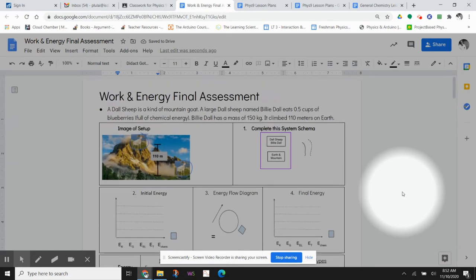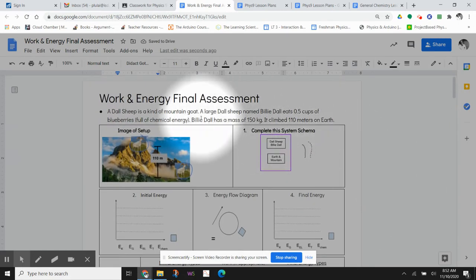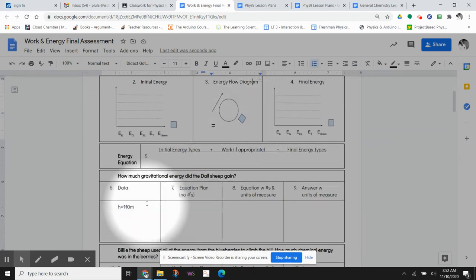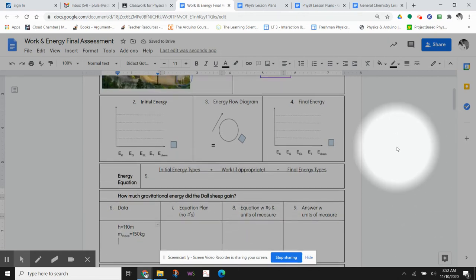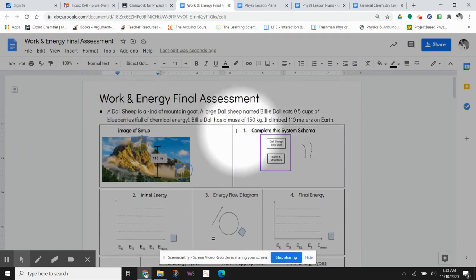Then I can go back up here, and the sheep has a mass of 150 kilograms. So I can say down here that the mass of the sheep is 150 kilograms. And that's a big one, right? 150 kilograms is a little over 300 pounds. So they're not tiny. What else do we know? Those are the two pieces of information that are given to us here about the sheep climbing.